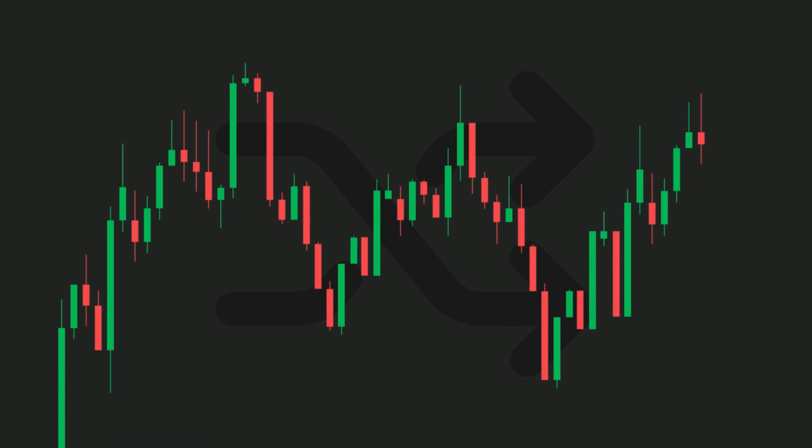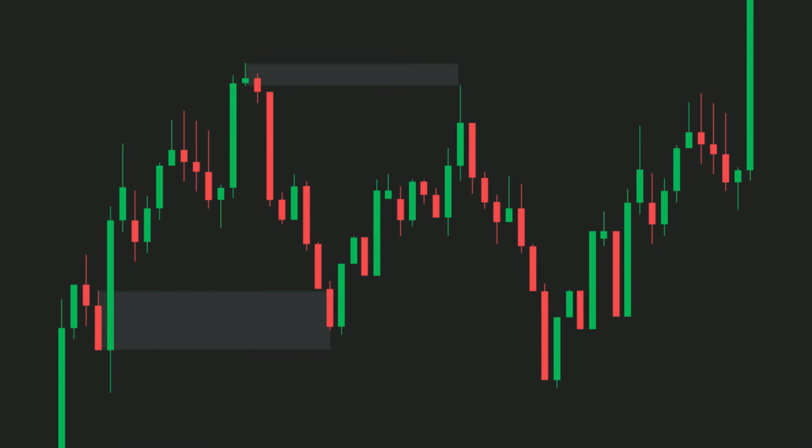Price doesn't just move randomly. It reacts to specific areas. Most traders only see the surface. Professionals see the exact point where the market decides its next move. To truly understand this, you need to learn how to refine your zones and order blocks. By doing that, you'll stop guessing and start understanding why price reacts the way it does.